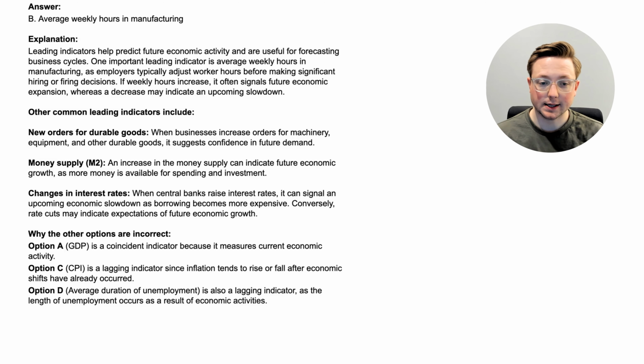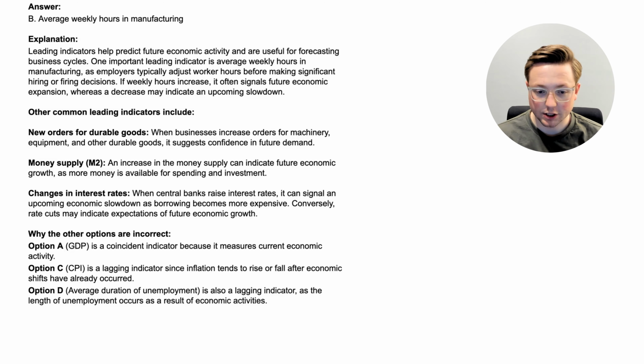Now let's talk about some more leading indicators. New orders for durable goods. When businesses increase orders for machinery, equipment, and other durable goods, it suggests confidence in future demand. Let's talk about money supply, or M2. An increase in the money supply can indicate future economic growth as more money is available for spending and investment. And then there's changes in interest rates. When central banks raise interest rates, it can signal an upcoming economic slowdown as borrowing becomes more expensive. Conversely, rate cuts may indicate expectations of future economic growth. So again, these are some other leading indicators that you might need to know. These are the things that are going to kind of predict or show you that things are about to change in the economy.